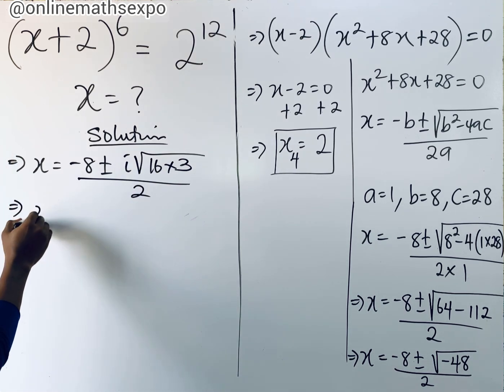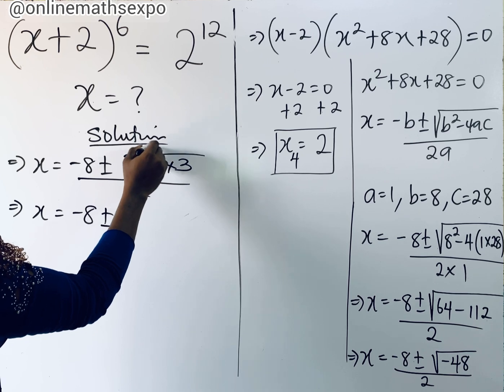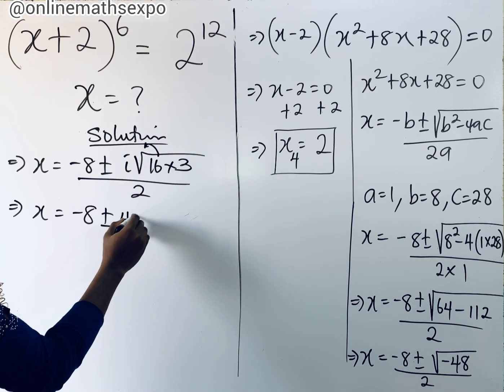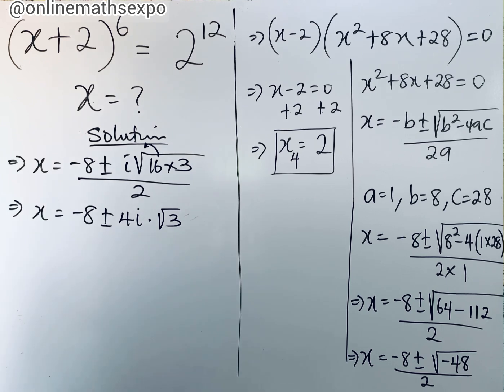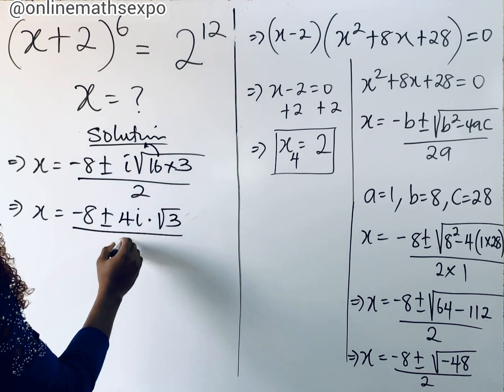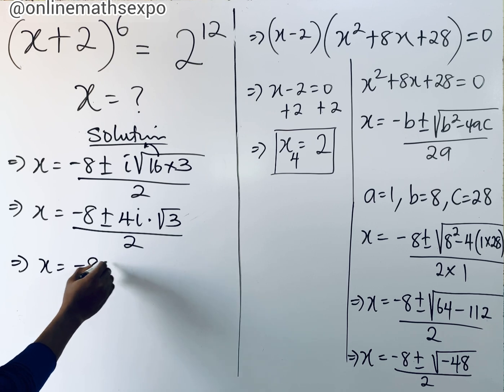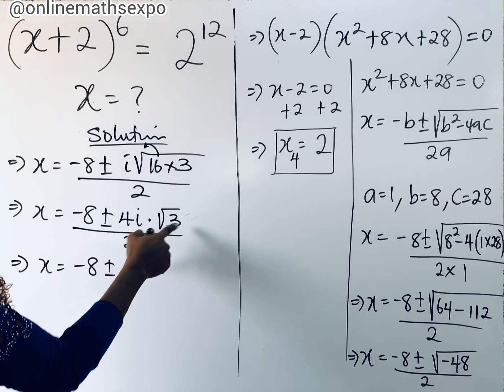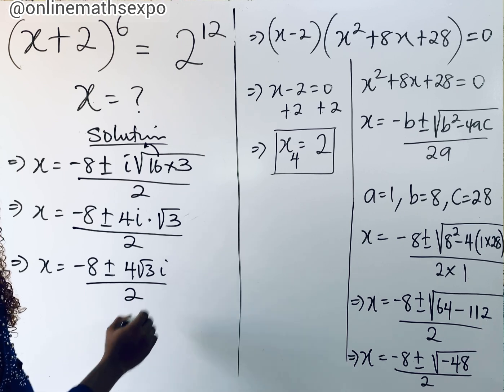So we have it as x is -8 plus or minus the square root of 16 gives you 4. So we have 4i multiplied. This remains in the root, okay, because it's not a perfect square, and is divided by 2. So we have x is equal to -8 plus or minus, multiply this, you have 4 root 3i divided by 2.